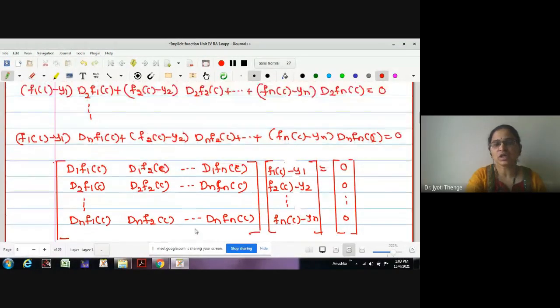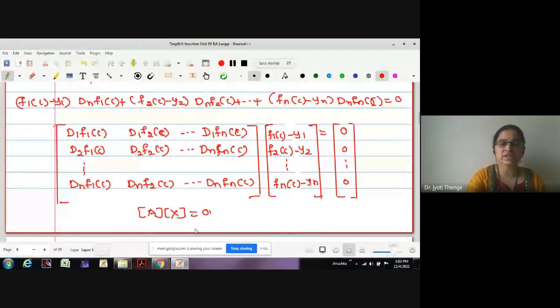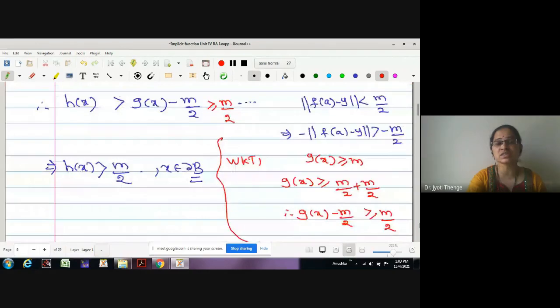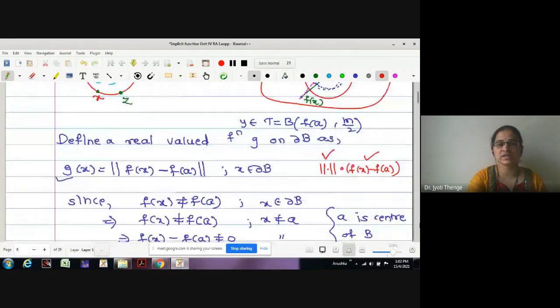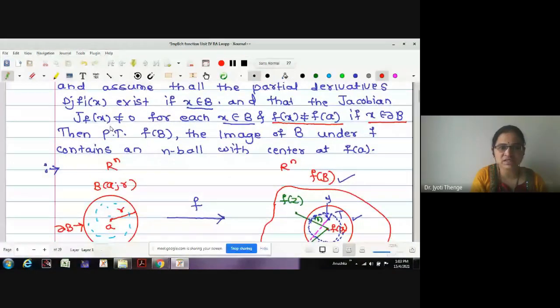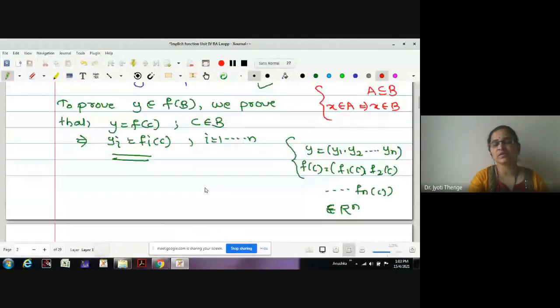And we know this system possesses a nontrivial solution only if determinant A is equal to 0. Therefore, what is determinant A in this case? This A is a Jacobian matrix. Therefore, determinant A will be a Jacobian determinant. And what is given in the statement itself? In the statement, it is given that the Jacobian determinant is non-zero. Let us come to the statement again. Here it is given that Jf(x) is not equal to 0 for all x in the domain B.